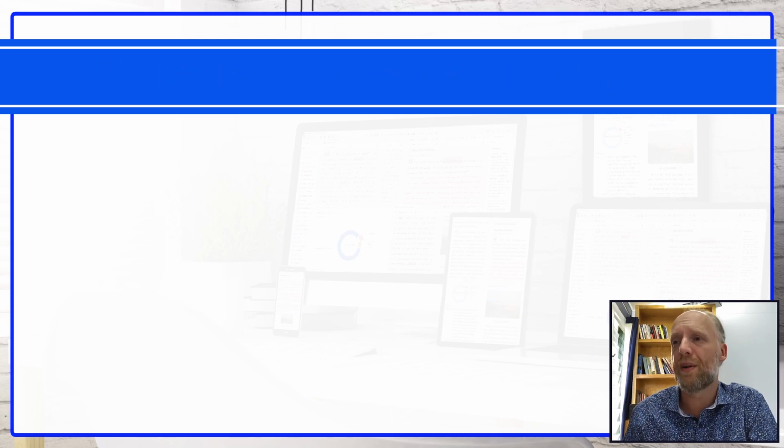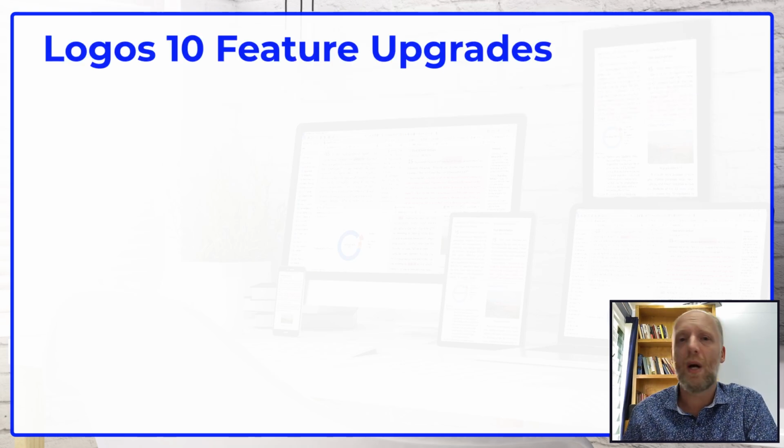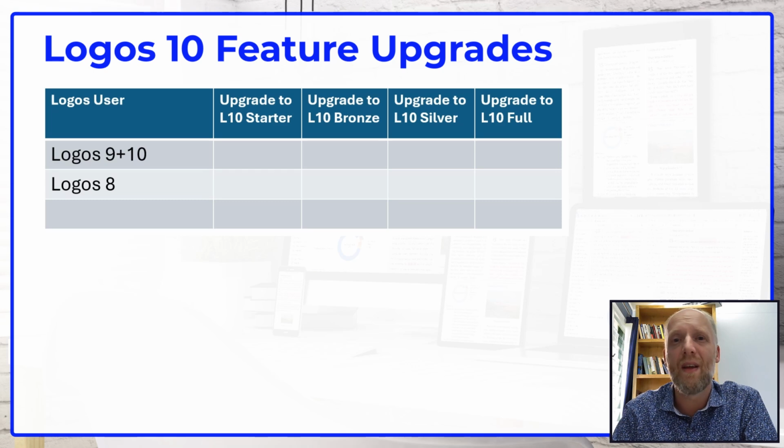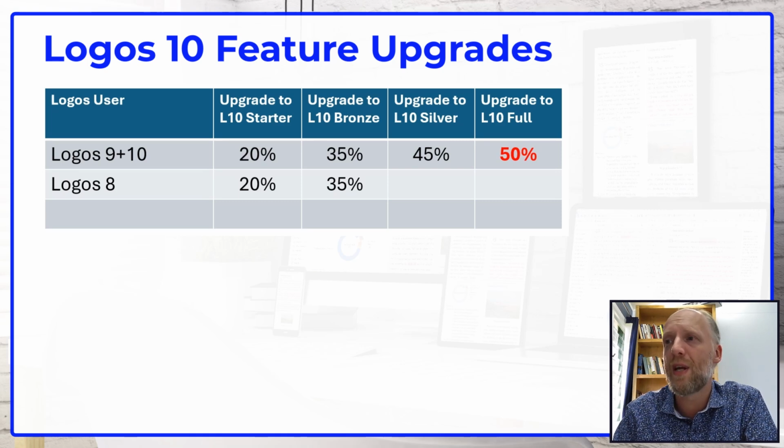The discounts are different for different people, so let me start with the group of people that already own a Logos base package and who want to upgrade. If you own Logos 8, 9, or 10, you'll get 20% off when you upgrade to Logos 10 Starter, 35% off when you upgrade to Logos 10 Bronze, and then Logos 9 and 10 users will get 45% and 50% off the Silver and the Full Feature set, respectively, while Logos 8 users will get a 5% discount on either Logos 10 Silver or the Full Feature set.